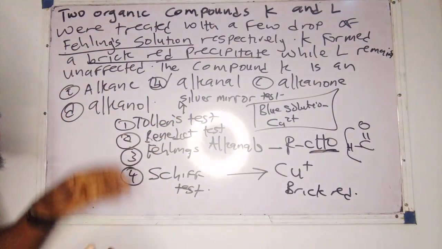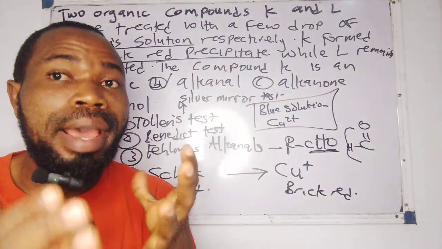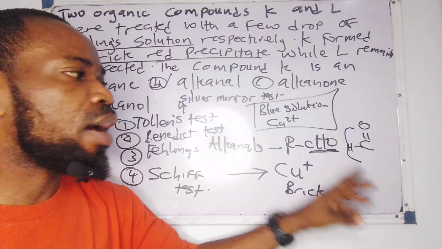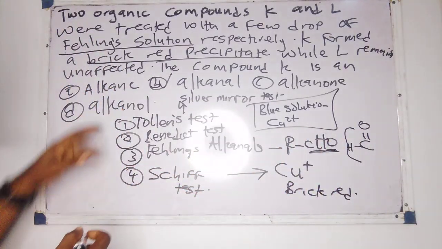Now remember that alkanals and alkanones are both carbonyl compounds. There's one thing you must know: they are carbonyl compounds. Just that alkanals is a carbonyl compound that is attached to hydrogen.